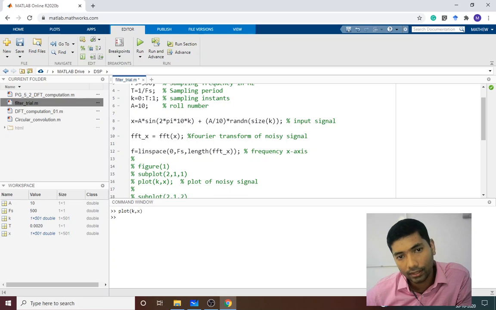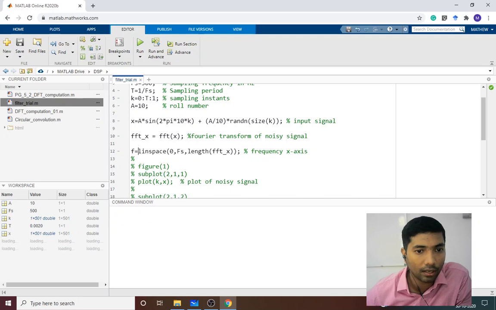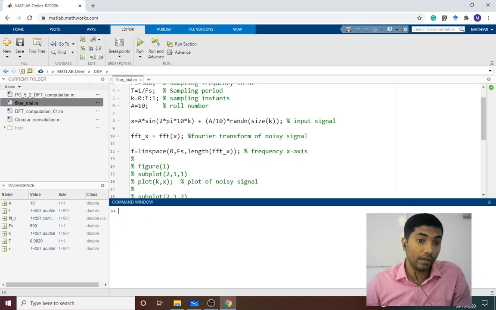I have taken the x-axis of the frequency spectrum ranging from 0 to capital Fs. Fs is the sampling frequency, and I'm dividing the points with the length of the frequency spectrum or the Fourier transform. So linspace(0, Fs, length(FFTX)). FFTX is defined as the FFT of the signal. Okay, so now let me try to run this much and plot the frequency spectrum.